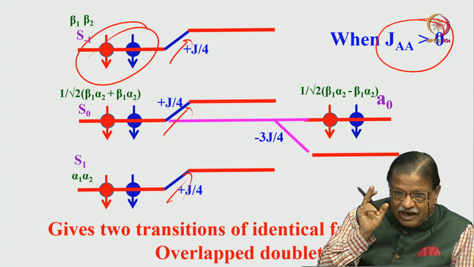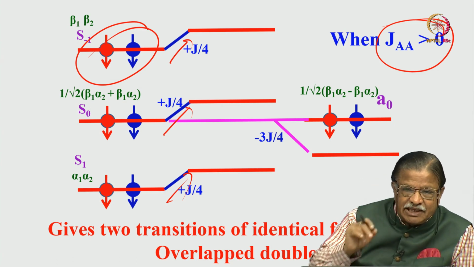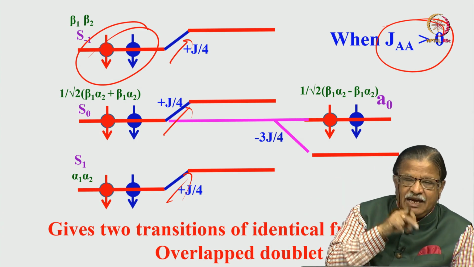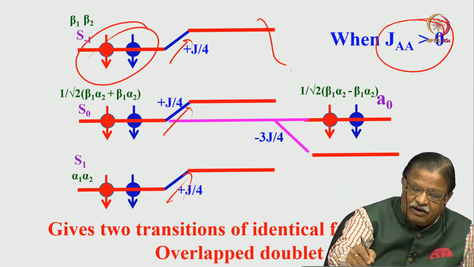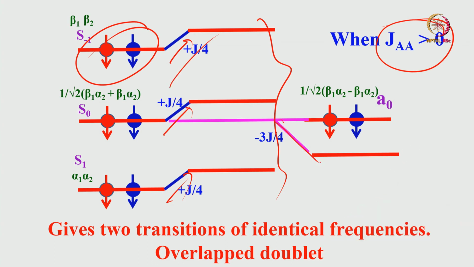Remember, in the case of AX, the alpha alpha and beta beta states are shifted up by J by 4, and the alpha beta and beta alpha states are both shifted down by J by 4. Whereas in this example, all the 3 symmetric states are shifted up by J by 4, and the antisymmetric state will come down by 3J by 4. This is an important thing, how do you get it? We can work it out mathematically, quantum mechanically.